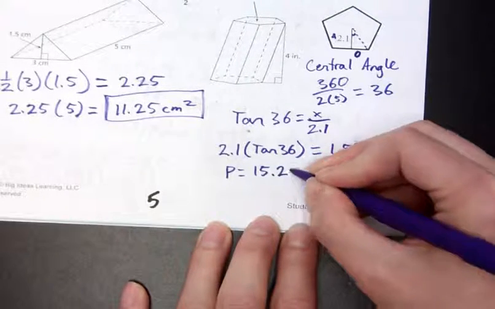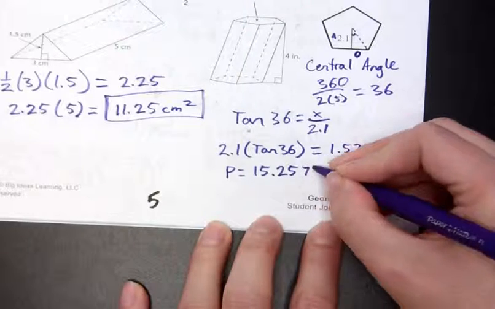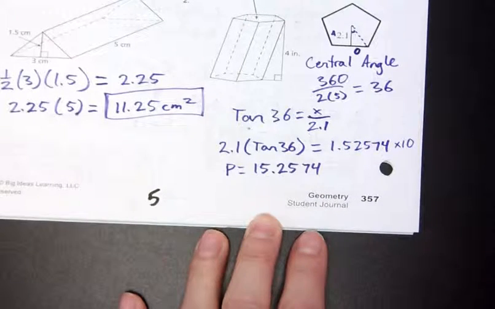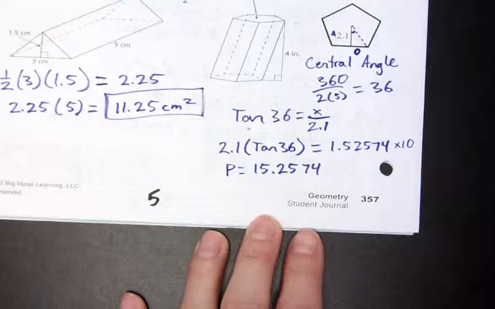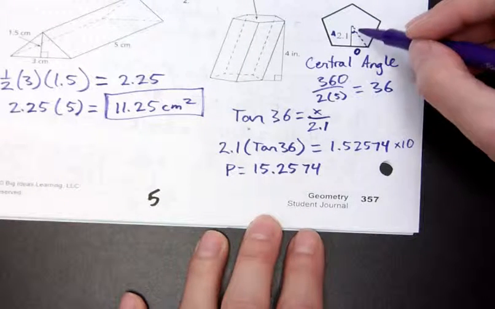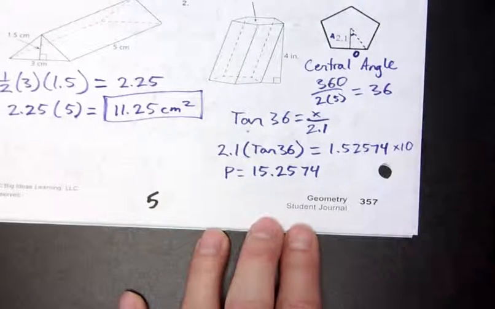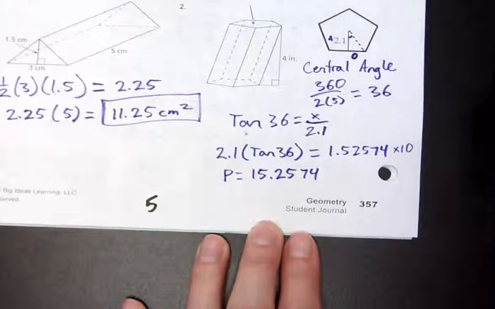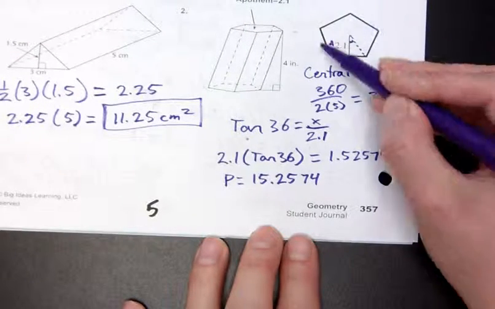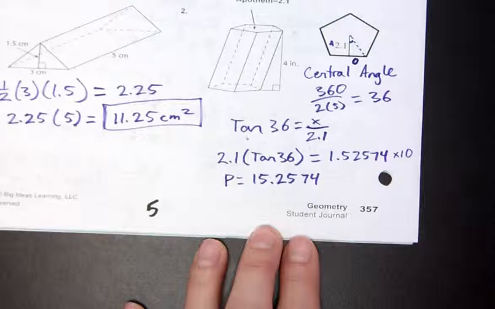15.2574. Does that seem like a logical number if this is 2.1? Yes. So you always want to make sure. If you got like 150, you'd know something probably went wrong. But that's logical for the entire perimeter to be around 15.